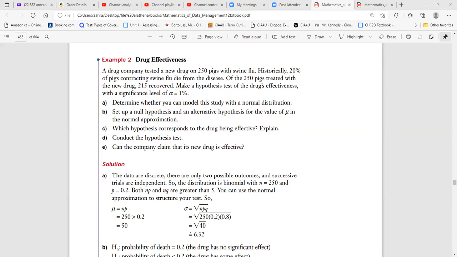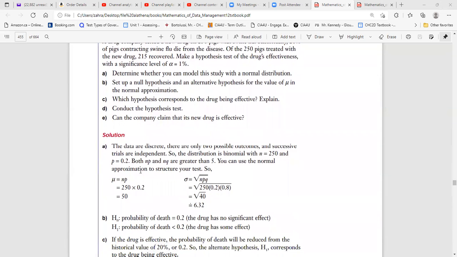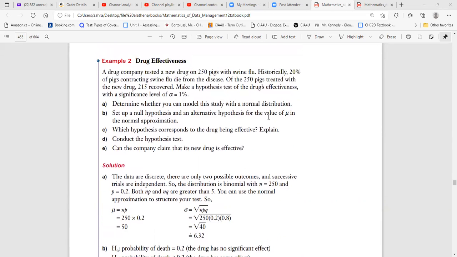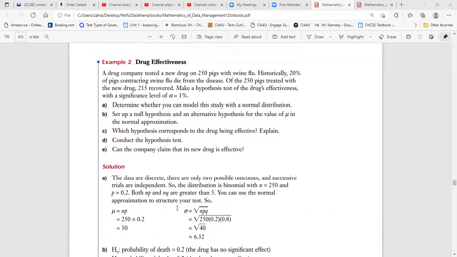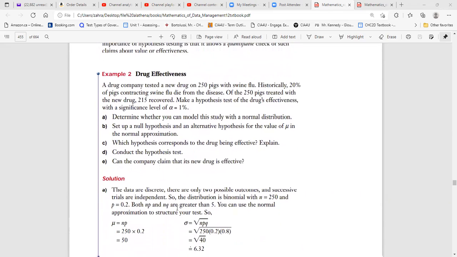Make a hypothesis test of drug effectiveness with a significance level alpha of 1%. So we can find mu is NP because we have a percentage with P of 0.2. NP is 50. NP and NQ should be greater than 5, which we can test, and sigma is the square root of NPQ. My null hypothesis will be that the death rate is 20%, as I said, historically. And the alternative hypothesis will say that it is less than this.